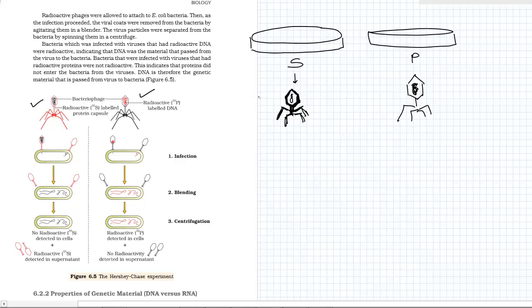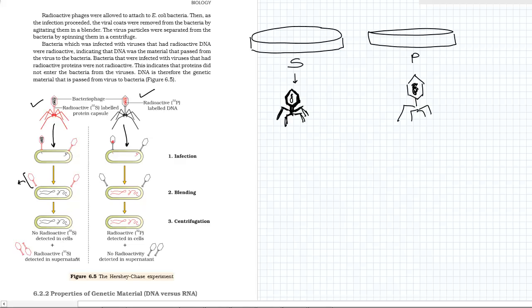And we know that the virus actually inserts its genetic material. We do not know what that genetic material is, whether it is protein or DNA, but we know that it indeed inserts its genetic material, and hence it overcomes the machinery of the host. So we allow those bacteriophage to act on the bacteria. If the genetic material was DNA, it got inserted inside the bacteria, and all those bacteriophages that had only the radioactive coat, not the radioactive DNA, the coat actually remained outside.